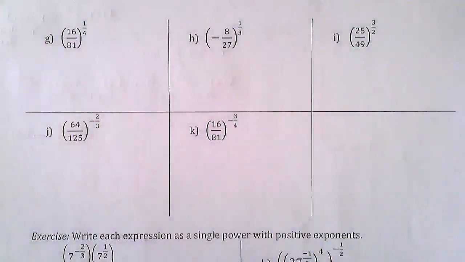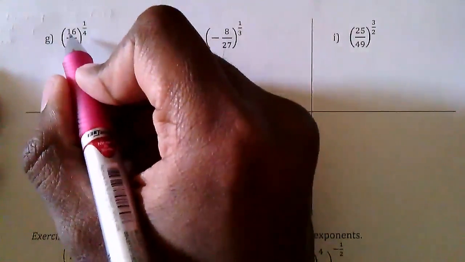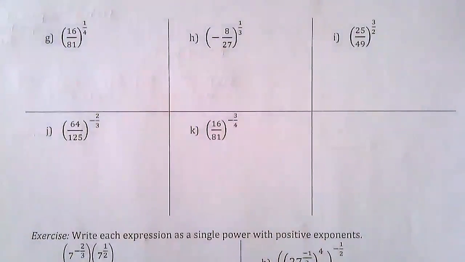Okay, we're going to keep going, and these look a bit more complicated because now our bases are fractions as well as our exponents, but it works in the same way. Here we have 16 over 81 to the power of 1/4.